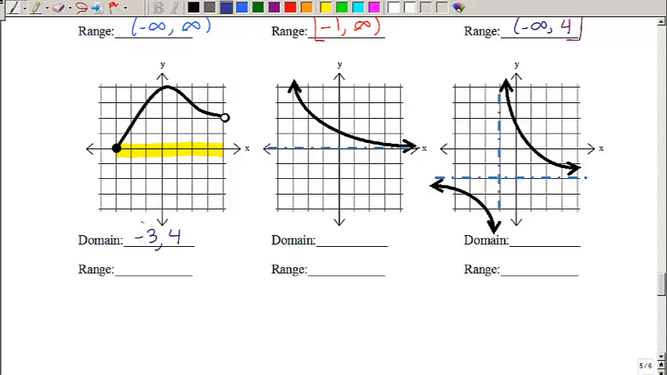Can I include my -3? Absolutely, so I put a bracket. Can I include my 4? No, so I put a parentheses.